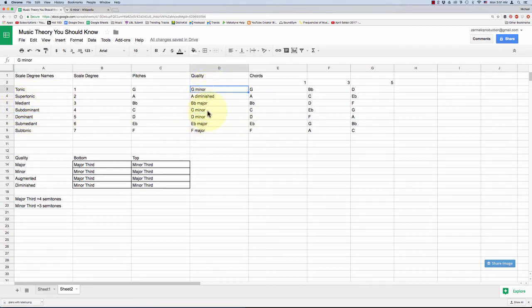And those are the only minor chords. Just the tonic, the subdominant, and the dominant. They share the minor quality. And this is actually true in a major key. The tonic, subdominant, and dominant all share the same quality, which is going to be major.